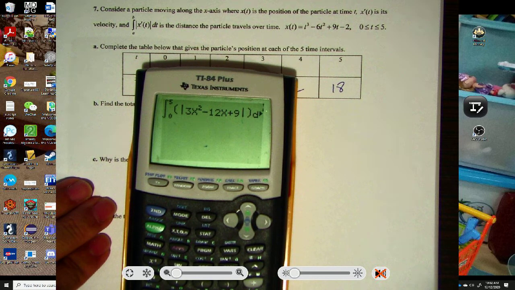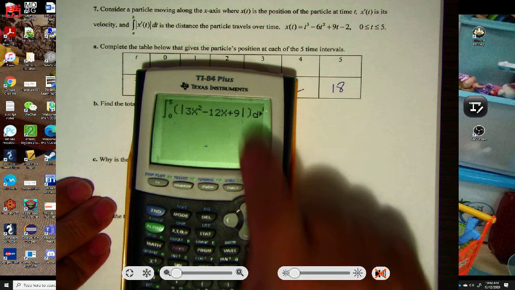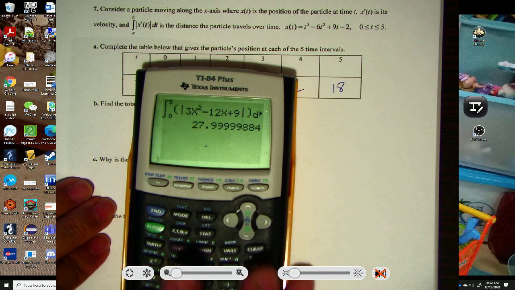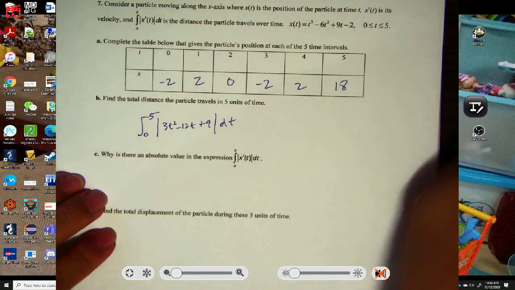And it has to think a long time. That doesn't happen often, where the calculator has to think. And it's 28. So 28.